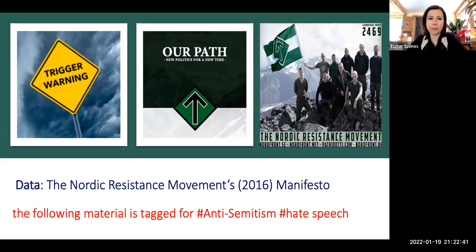The data that I'm using is from the Nordic Resistance Movement's manifesto that's titled Our Path, New Politics for a New Time. It's a 56-page long document, and the Nordic Resistance Movement is the largest, the most active, and the most violent neo-Nazi organization that operates across the Nordic countries.